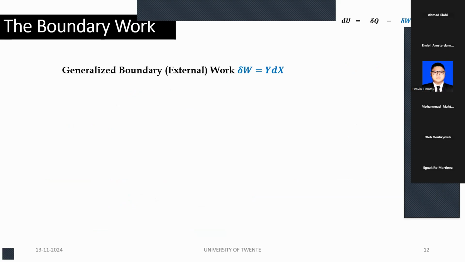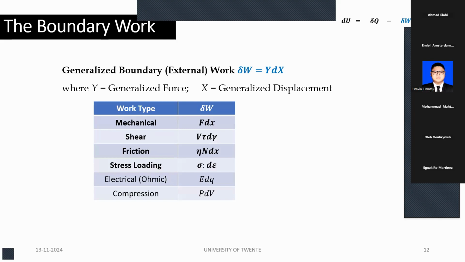Okay, so very quickly, I wanted to give examples of when we say work or generalized boundary work. I was talking about external work just now. What does that mean? So here are a few examples of what you would find in most engineering systems.